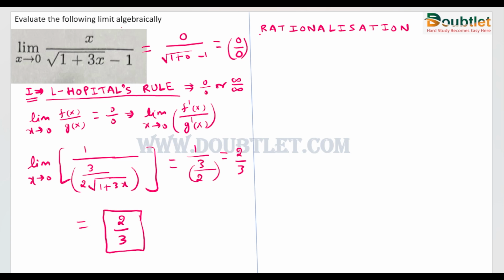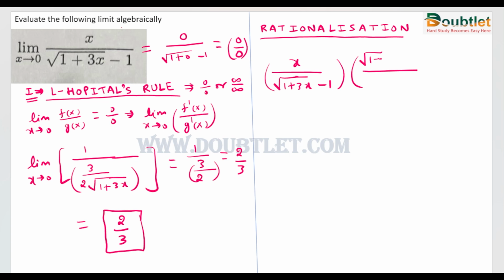Now we will use the second method, that is the method of rationalization. Since the denominator is in the under root form, we will rationalize it. To rationalize, first we will write the function. Now we multiply and divide this function by the same quantity, just changing the sign of this quantity, so we put a plus in between. So it will become square root of 1 plus 3x plus 1.